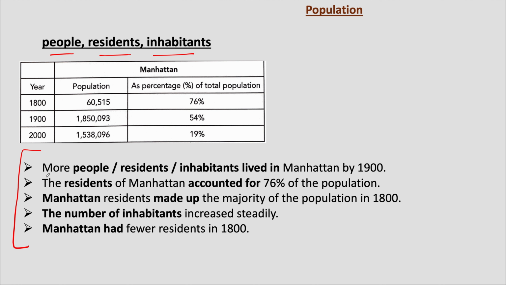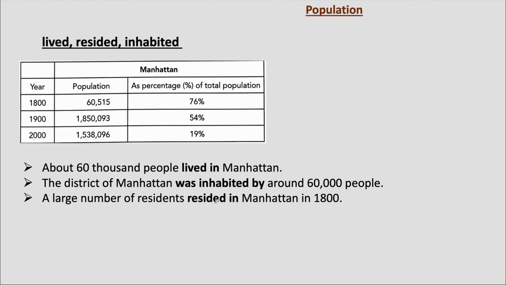You can start with phrases like more people or fewer people, or use phrases like accounted for and made up. We can also use words like inhabitants and residents in their verb form, that is, resided or inhabited. All of these give you many different words but also sentence structures that you can use to avoid repetition in your writing.